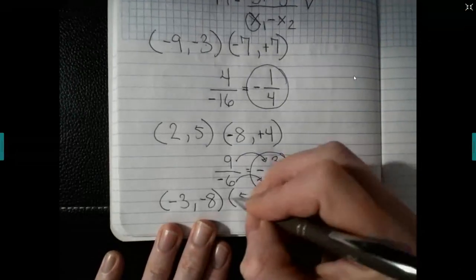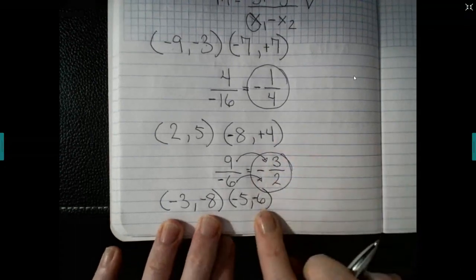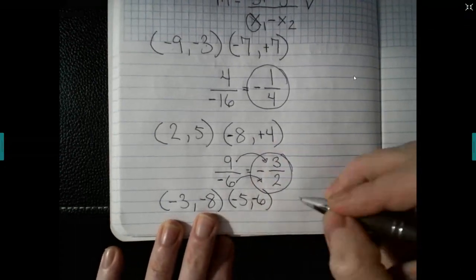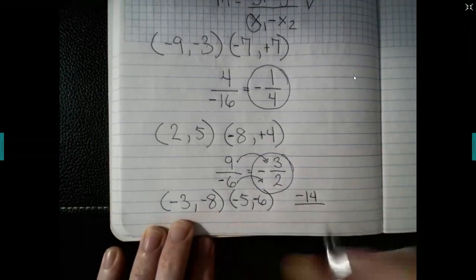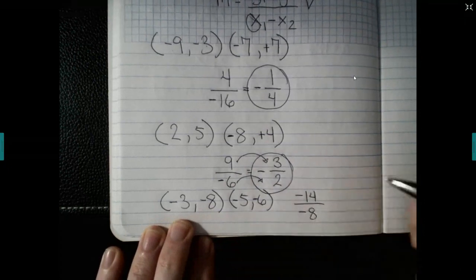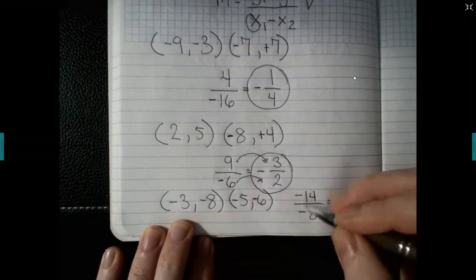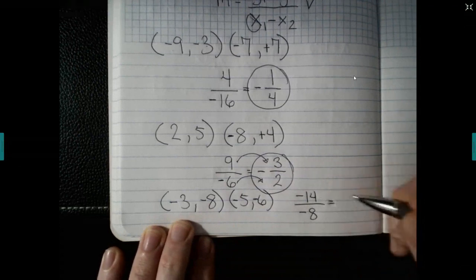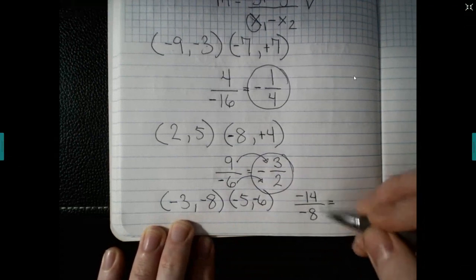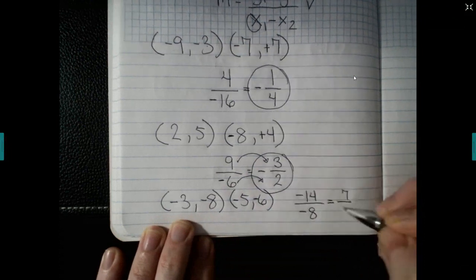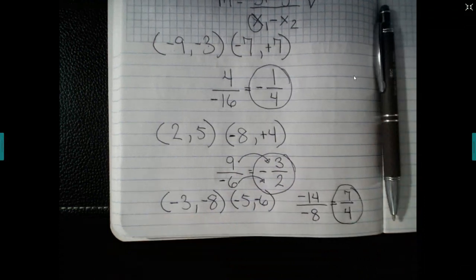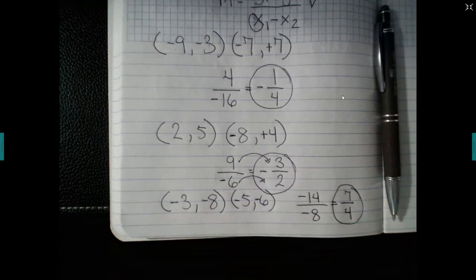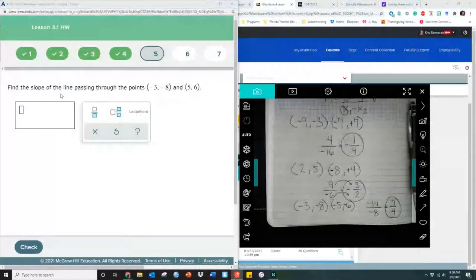Here's my strategy again. Switch the sign of the second point. Add my y's together. Add my x's together. And simplify my ratio. So negative divided by negative is positive. And 2 goes into both of these. 7 and 4 times. And there's my answer. All right? That's as simple as it is. So I'm going to put the ratio in as 7/4.